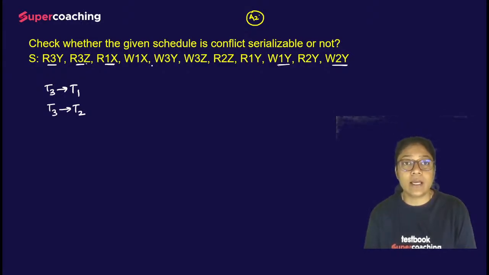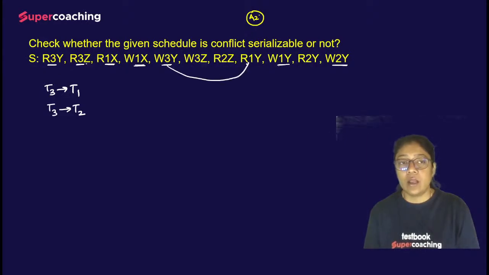Read operation on data item X, we want a read or write operation on data item X. So there is no read or write operation on data item X. Check for Y. So this is resulting into a read operation on data item Y. So T3 to T1 we have already taken. Then read operation or write operation on data item Y. This is T3 to T2.